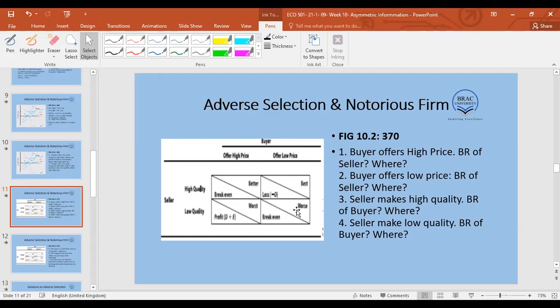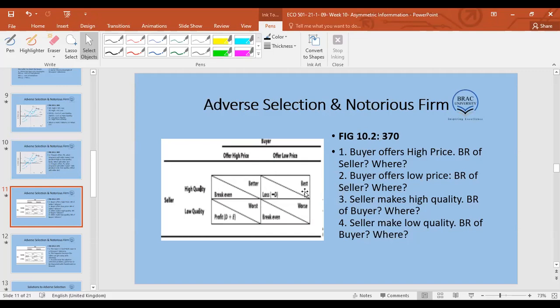Okay, isn't this the second worst? Yes. Why is it the second worst? Because I'm paying for what I'm getting, that is true, but the quality of the product is not good. So that is the second best solution for me. What was the best solution?